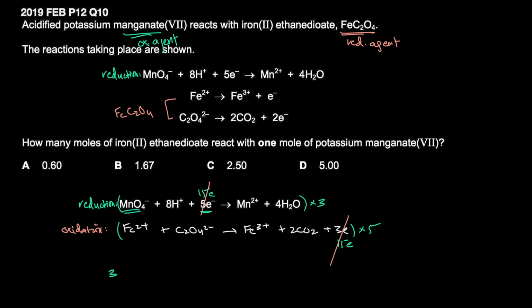Now, what we have here is 3 moles of manganate(VII) reacting with 5 moles of FeC2O4, right? Because this half equation is multiplied by 3, we have 3 moles of manganate(VII) reacting with 5 moles of FeC2O4. This will become 5 and 5 over here. And the question is saying, if I had 1 mole of manganate(VII), what is the number of moles of FeC2O4 that would react? If we just cross multiply, we get 3n is equal to 5, which gives us n is equal to 1.67. So the answer over here is B.